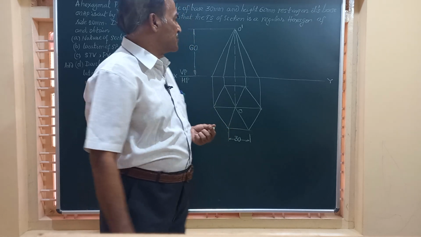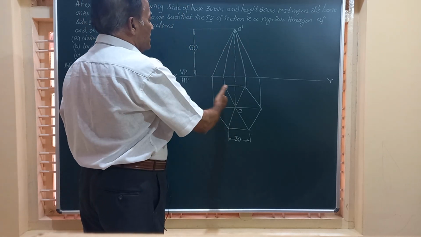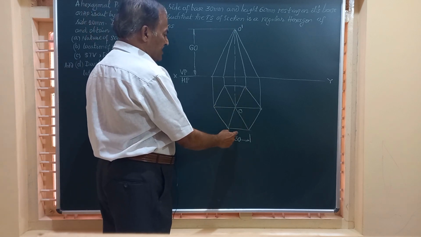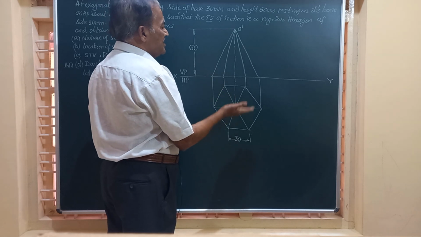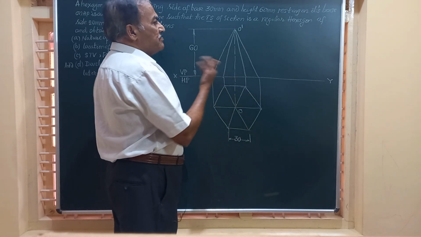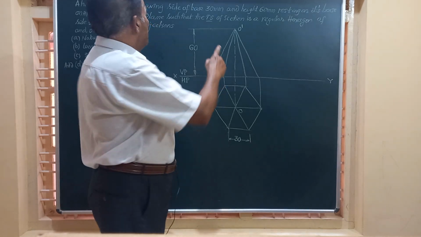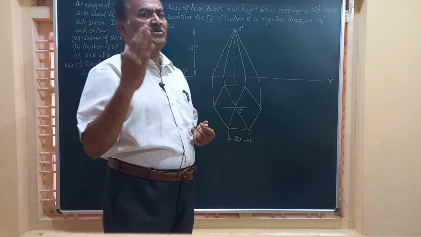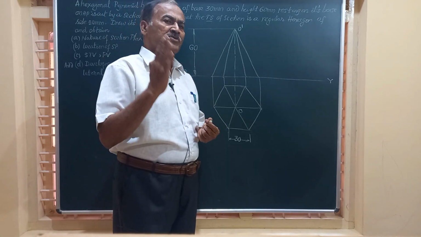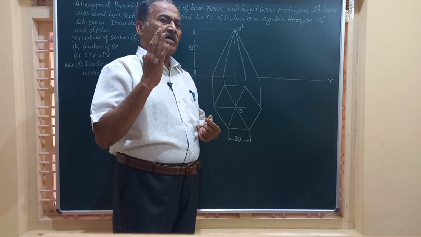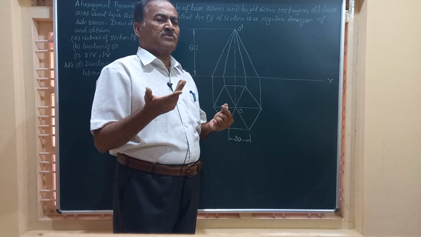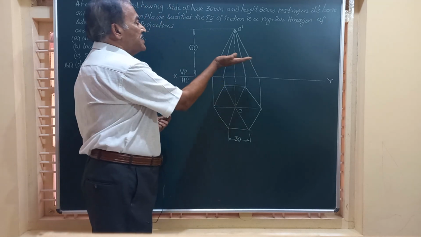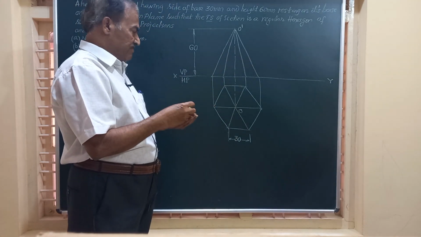It is said in the question that the regular pyramid, that is a hexagonal pyramid, having side 30 and height 60, is resting on HP. It is cut by a section plane. They have not specified anything about the section plane, so we have to remember this concept. It is possible to get a regular hexagon or square, whatever it may be depending on the solid. It is possible only when it is being cut by a horizontal section plane.